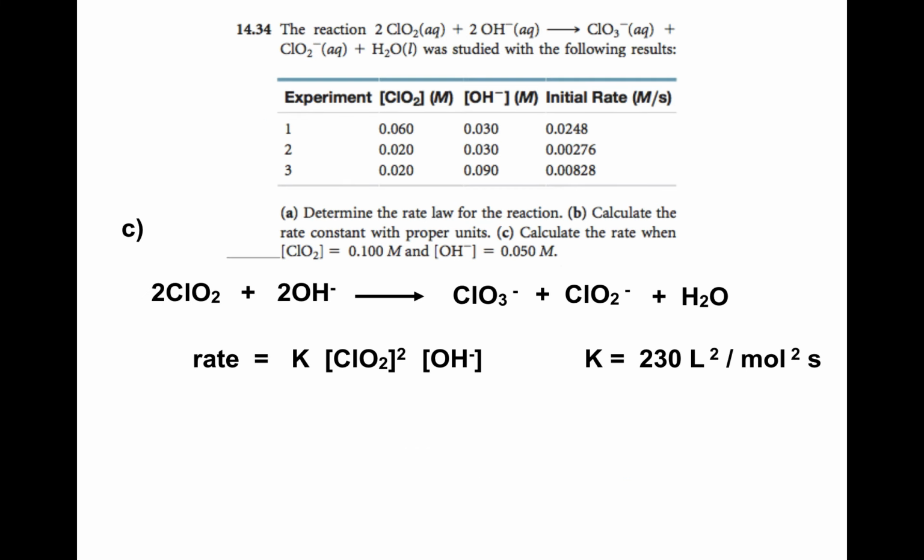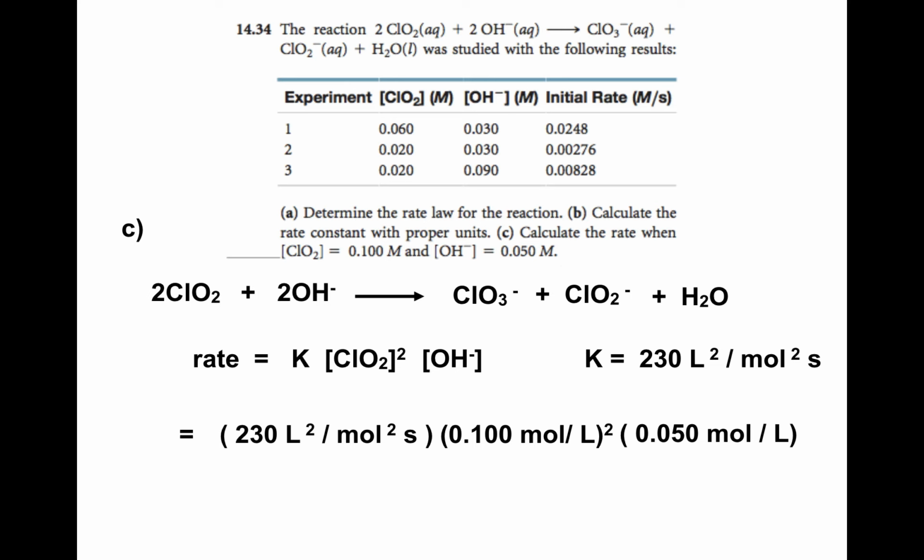C. Calculate the rate when I have a 0.1 molar concentration of chlorine dioxide and a 0.05 molar concentration of hydroxide. So when I plug these concentrations in along with the calculated rate constant, we can solve for what the rate would be with these concentrations. Again, the power of the rate law. We can solve for what the rate would be without having to do the experiment. We just plug into the rate law.